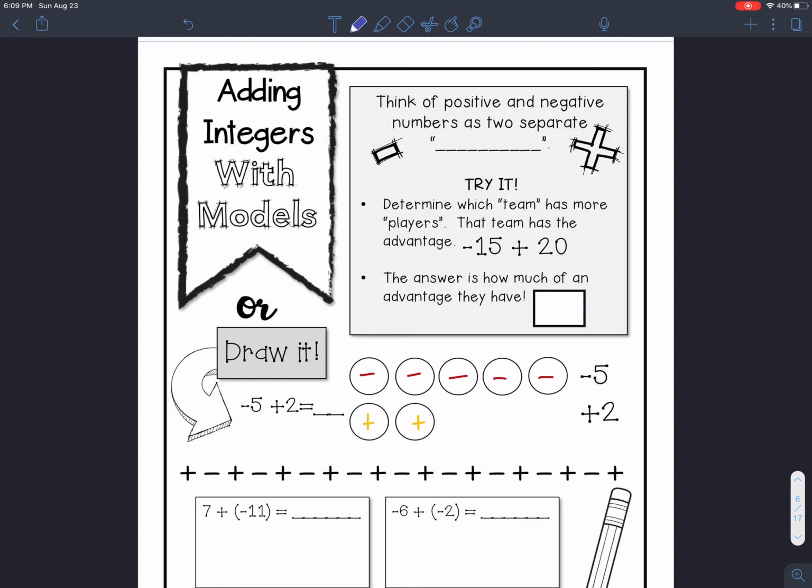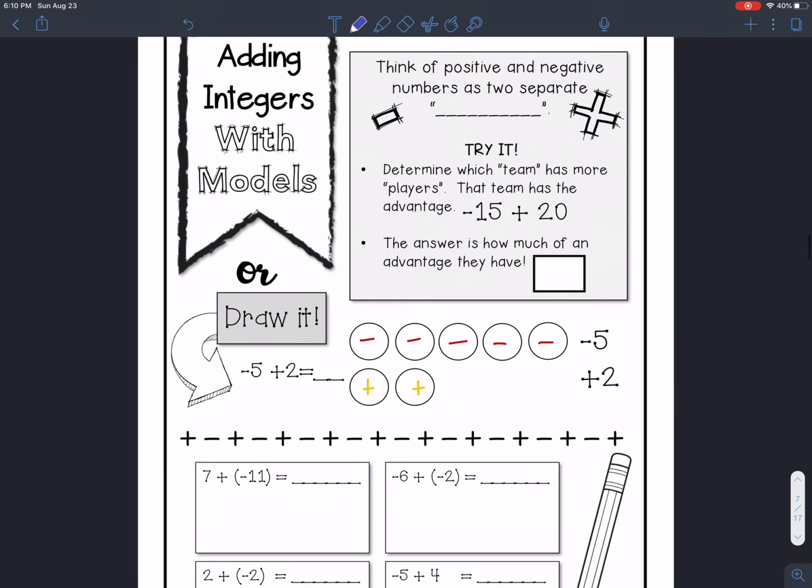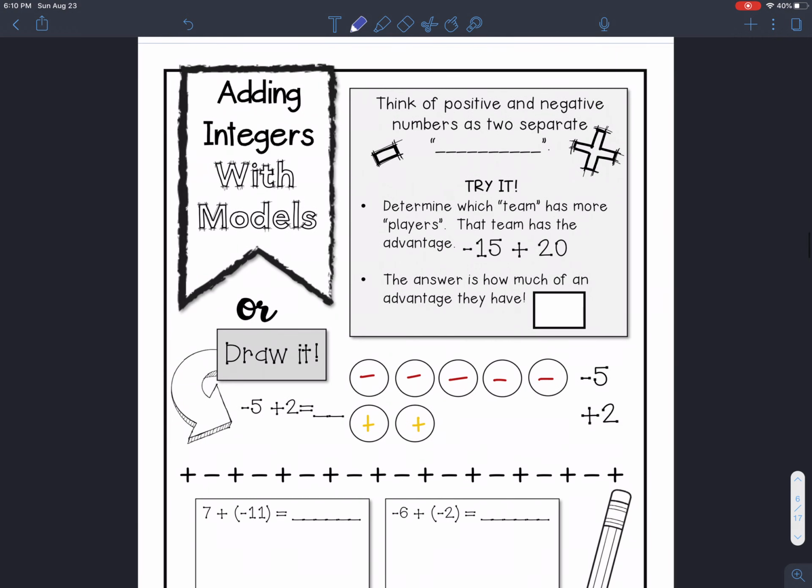We are talking today about adding integers with models, and you may hear these called algebra tiles or integer chips. You will generally see the positives represented by yellow or plus signs. I recommend using these plus signs that we'll do down below because you're not always going to have a yellow marker or a red marker on you. And you'll see the negatives represented as red, okay?